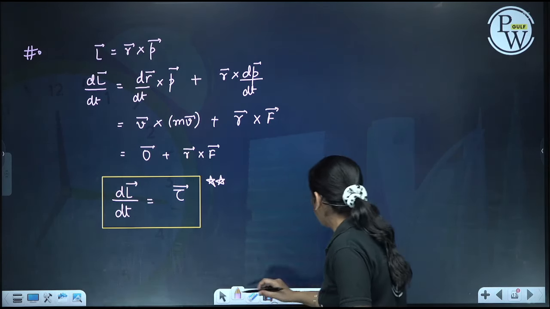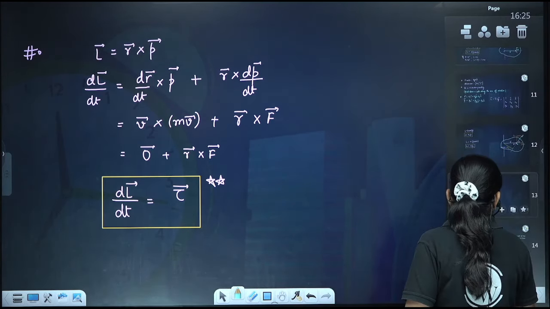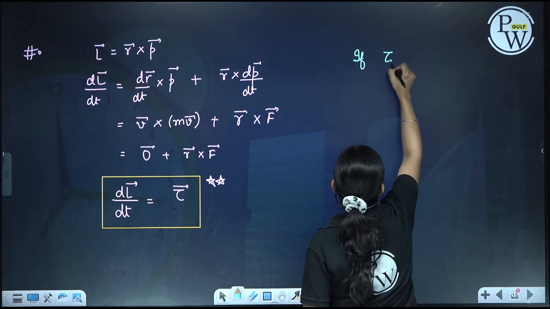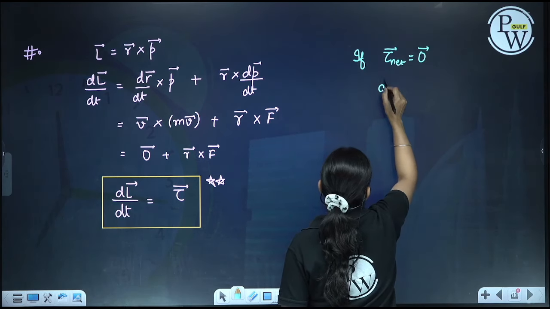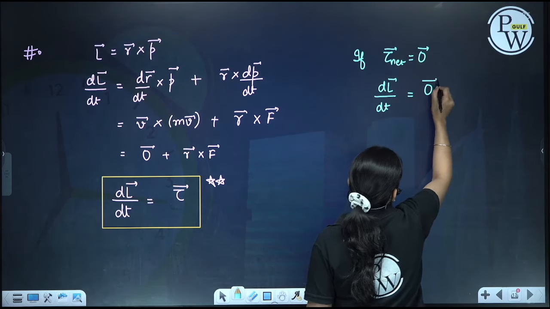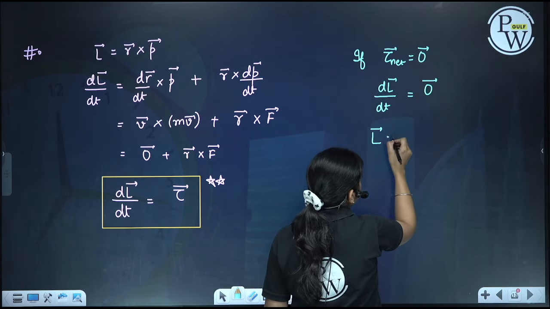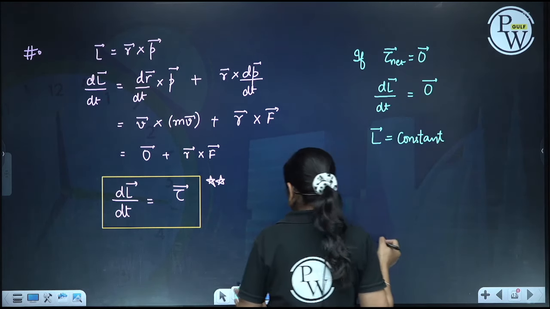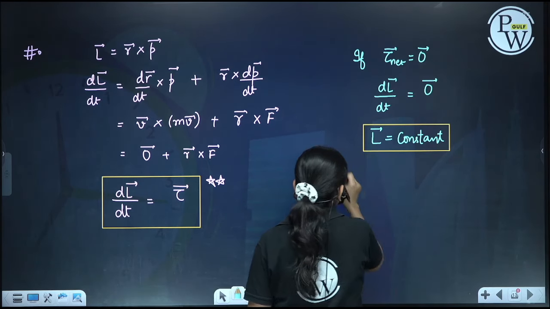Okay. Now if we have torque to be 0, okay, if tau net is 0, then we will have dL by dt is 0. So dL by dt vector is a null vector, then L must be a constant. Okay. L must be a constant vector. So this is the law of conservation of angular momentum.